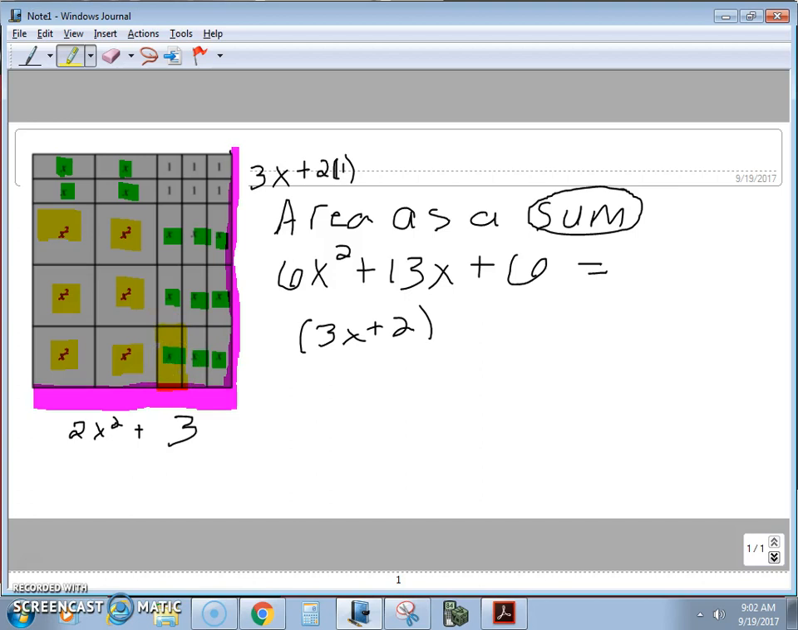Okay. So the other side, I didn't make a mistake on, but if we do length times width, it's 3x plus 2, that's my length, times, as a product of its sides, 2x squared plus 3. So the area as a sum, 6x squared plus 13x plus 6, equal to the area as a product of its sides.